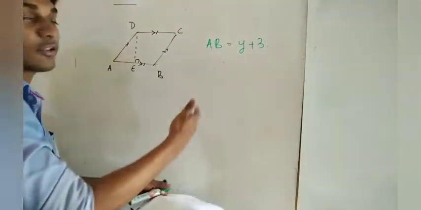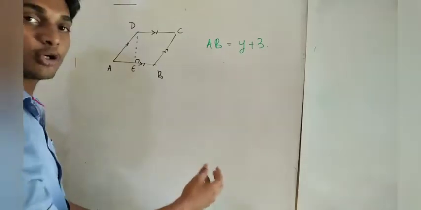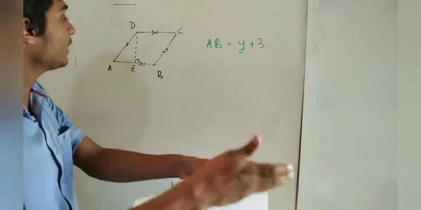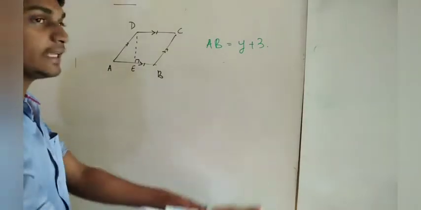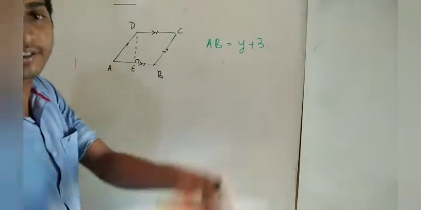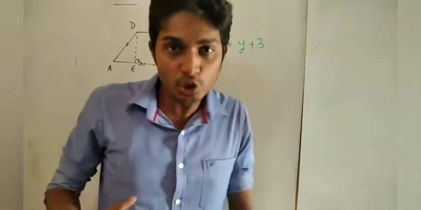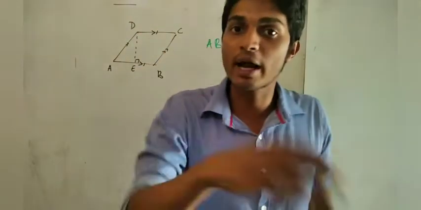So if AB was 5, then how much is DE? It should be 1, because 4 less than 5 is 1. If AB was 6, DE is 2. If AB was 7, DE is 3. So 4 less than. What are we doing here? From the actual number of AB, we are just subtracting 4.